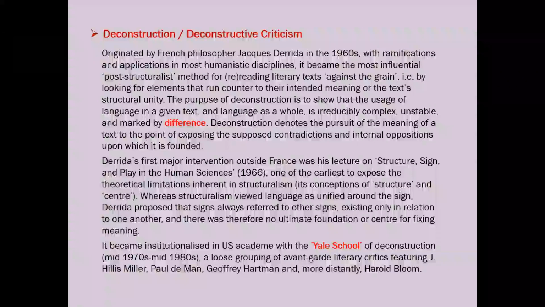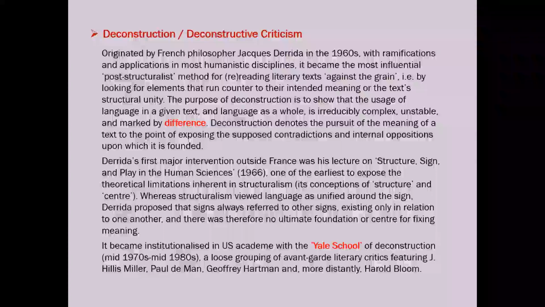So the first text that made people aware of this approach is the text he gave at a well-known conference in the States that I mentioned here, 1966. That's in the second paragraph. And it's one of the points of departure for what is known as post-structuralism, because in this text, in a conference that was supposed to celebrate structuralism, he highlighted some of the theoretical limitations of structuralism, especially how it conceived of the structure and the center. Whereas structuralism viewed language as unified around the sign, what Derrida proposed is that signs always refer to other signs and only exist in relation to one another, and that therefore there was no ultimate foundational center to determine meaning. Okay. And that's totally anti-structuralist.